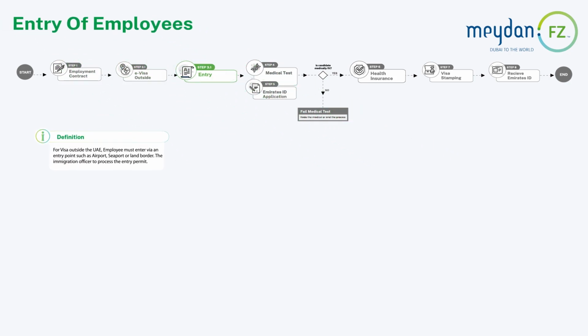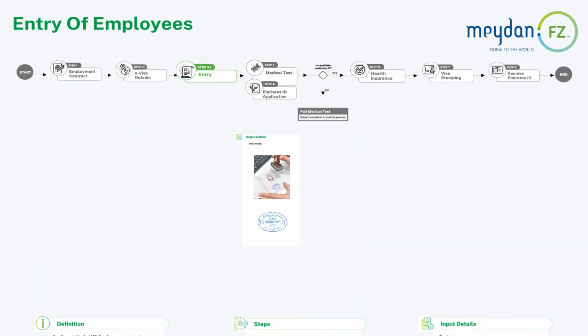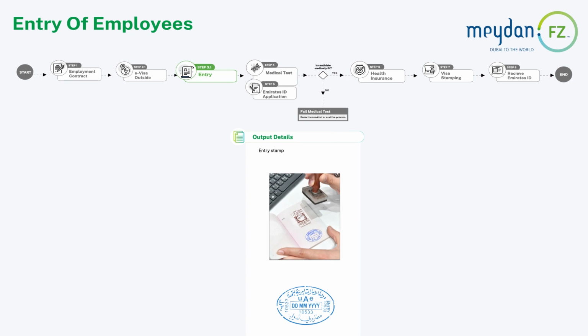3. Entry of employees. For entry of the employee who is currently outside the UAE, one must enter via an entry point such as airport, seaport or land border. The immigration officer will process the entry permit. Let's look at the steps. Present e-visa to immigration at the point of entry. Ensure entry is processed. Once the entry is processed by the immigration department, an entry stamp is placed in the employee's passport as highlighted.